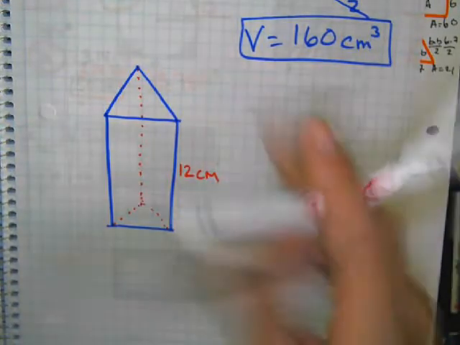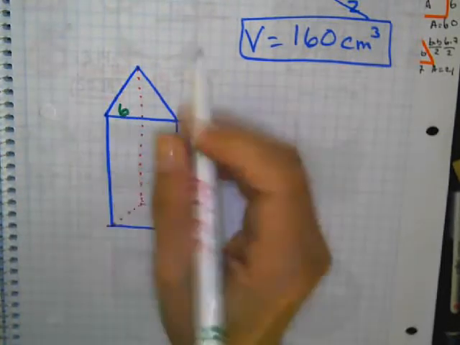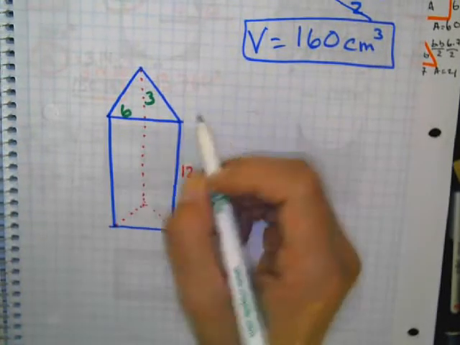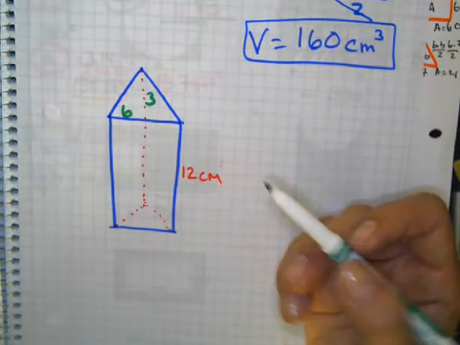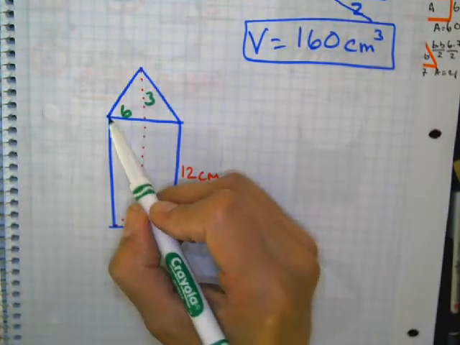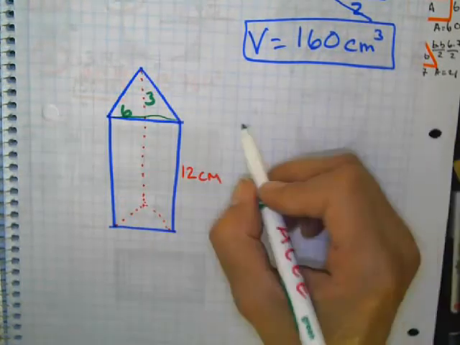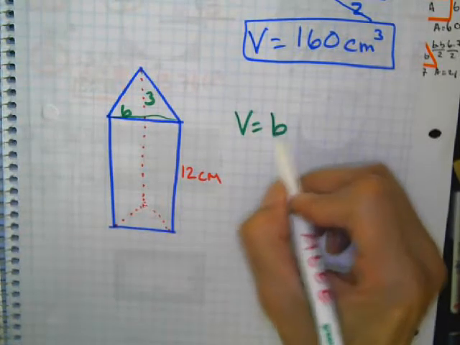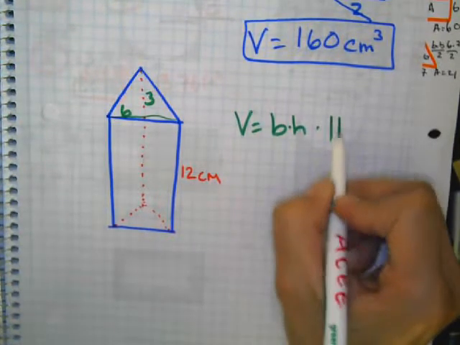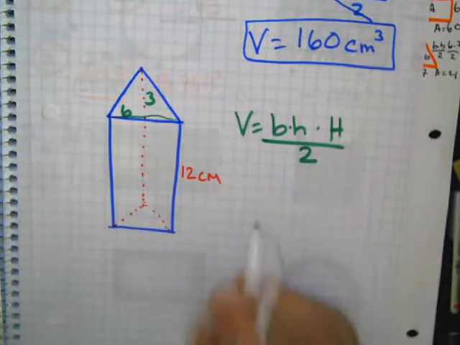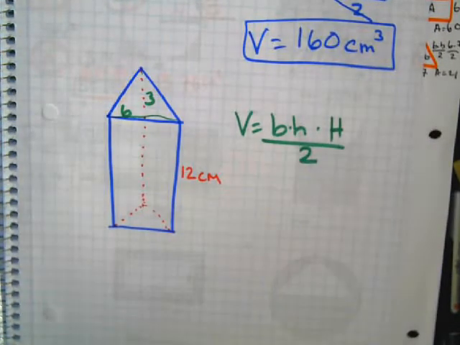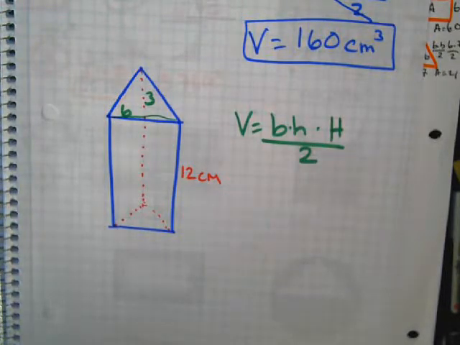12 centimeters. The base is 6 and the height is 3 centimeters. Alright. So of this triangle, your base is 6 and your height is 3. So volume equals base times height of your triangle times the height of the prism, all divided by 2. Did we divide by 2 on the rectangle? No. I only need you to divide by 2 in triangle. Every time there's a triangle involved, you're going to have to divide by 2, basically.